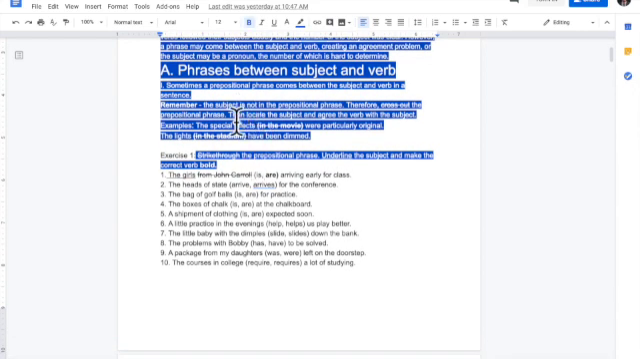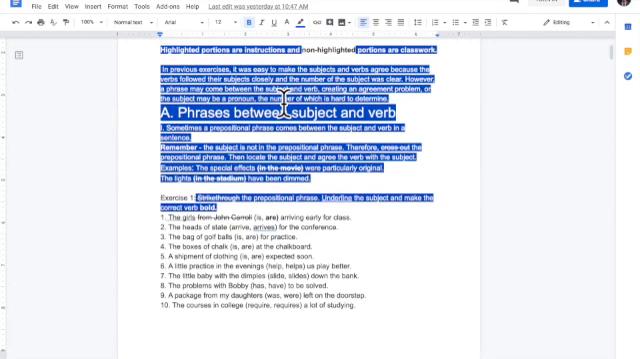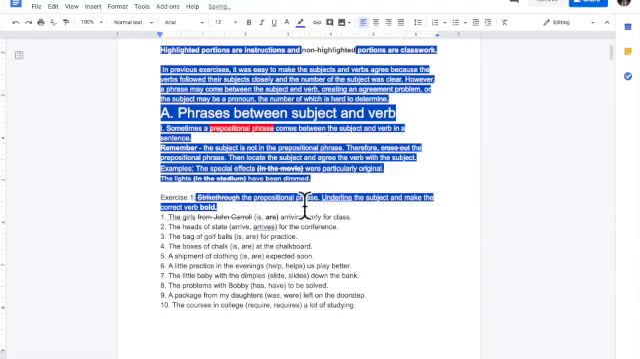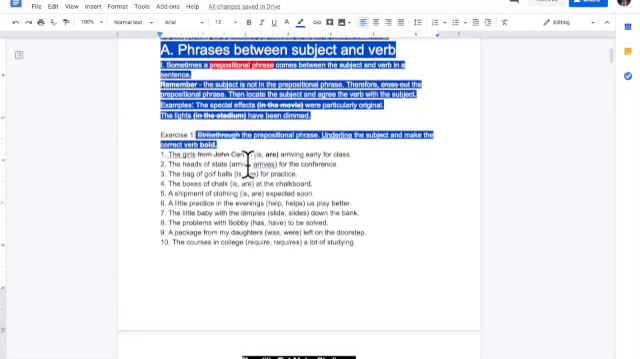Okay. So anyway, what you do is you take the exercise. Remember the subject. So let's see, phrases between a subject and a verb. Sometimes a prepositional phrase. I'm going to highlight that because that's an important word. I'll change it to red. Boom. A prepositional phrase. That's a phrase that functions like a preposition. Okay? It comes between the subject and the verb.